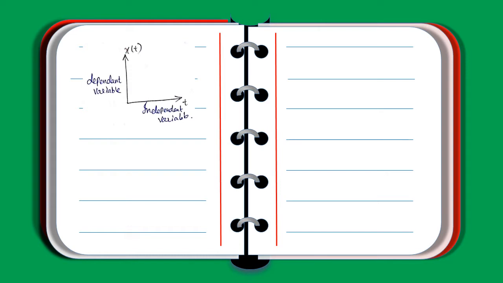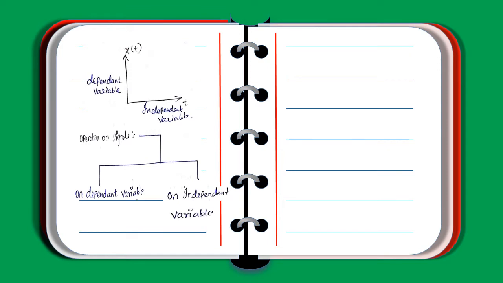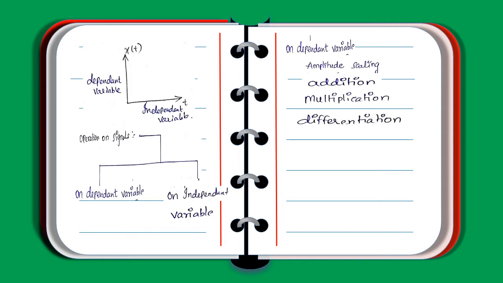The operations on signals are classified into two based on these two parameters. One is operations on the dependent variable, another is operations on the independent variable. Considering the operations on the dependent variable, there are several operations defined. First one is amplitude scaling. Second one is addition. Third one, multiplication. Differentiation is defined. Integration is also a defined operation.